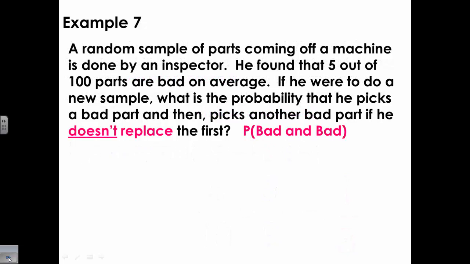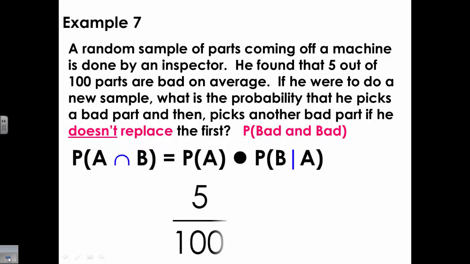A random sample of parts coming off a machine is done by an inspector. He found that 5 out of 100 parts are bad on average. If he were to do a new sample, what is the probability that he picks a bad part, another bad part, if he doesn't replace the first? When you pick the same thing back to back, you decrease your numerator and your denominator.